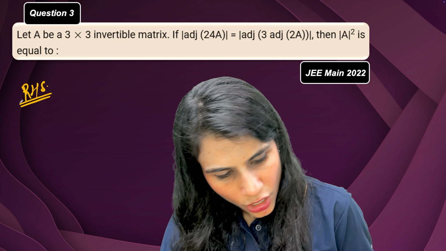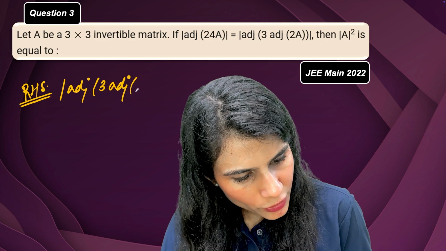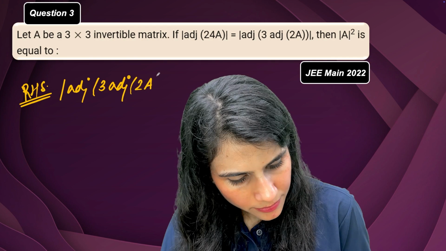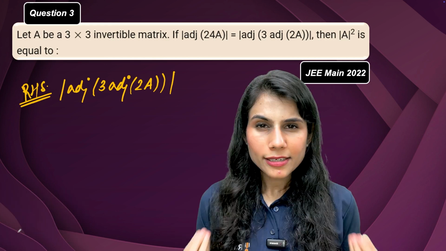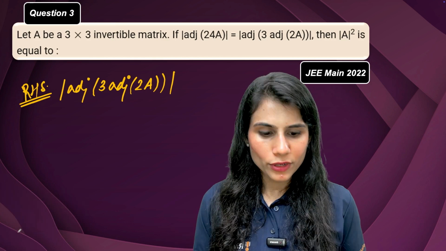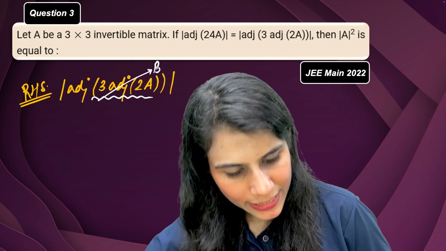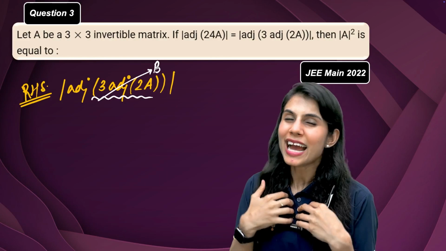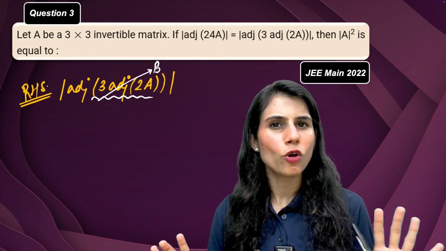Alrighty, determinant of adjoint of 3 times adjoint of 2A. Okay, looks pretty tricky, but I'm not going to panic. I'm going to take a deep breath. Look at it carefully. What does it say? Determinant of adjoint of a matrix. Treat this completely as B. It's okay. We are going to make it as simple for us as possible. Okay? Play safe and go a long way.